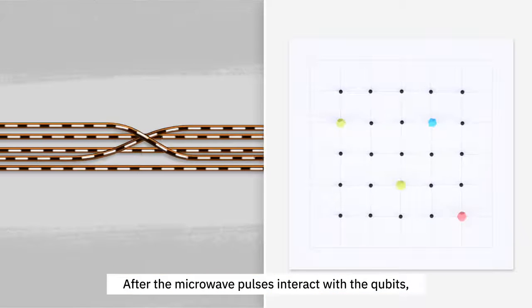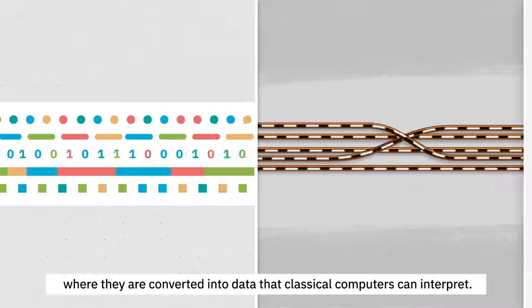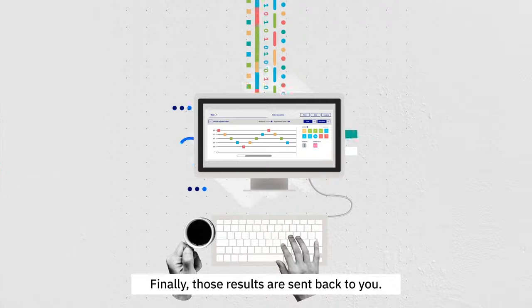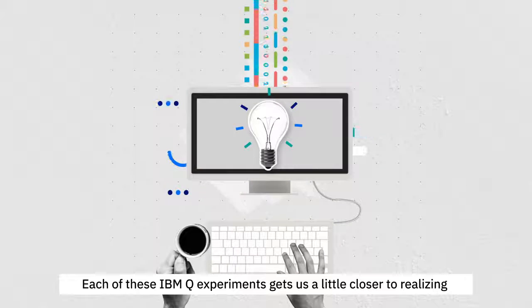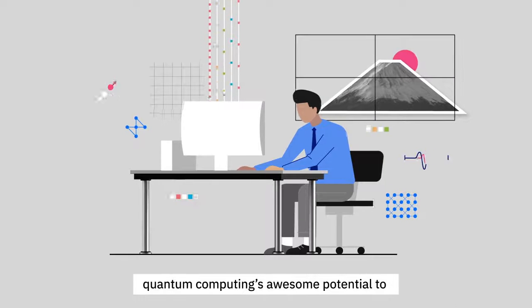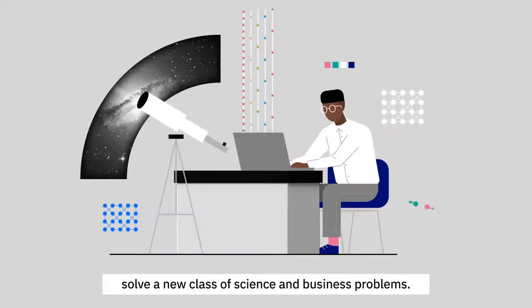After the microwave pulses interact with the qubits, any results are returned back along the cables where they are converted into data that classical computers can interpret. Finally, those results are sent back to you. Each of these IBM Q experiments gets us a little closer to realizing quantum computing's awesome potential to solve a new class of science and business problems.